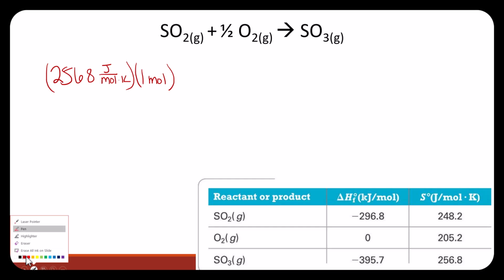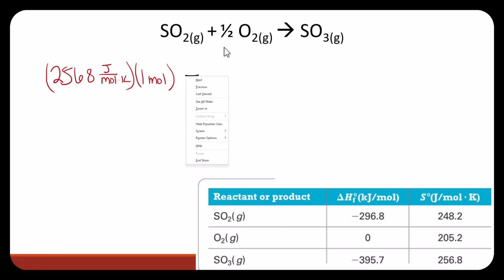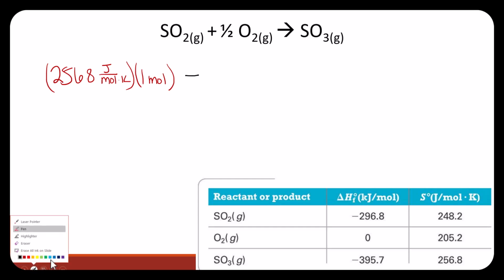Then we are going to subtract that, products minus reactants. We're going to subtract that from the reactant side. So my reactants are going to be sulfur dioxide first. So that's 248.2.